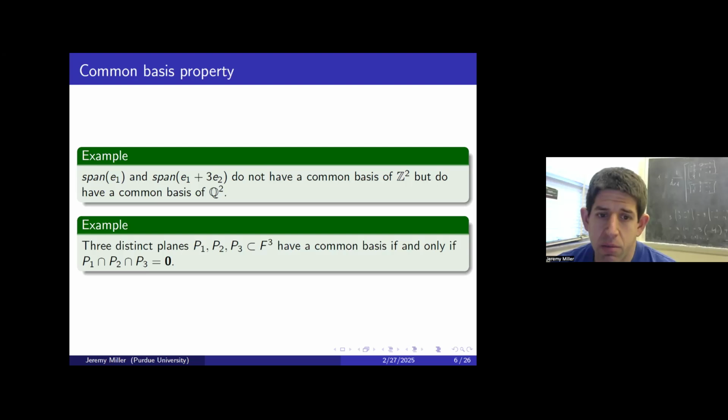Yeah, so the sum of the two summands isn't a summand; it's index 3 in Z squared. On the other hand, if you're working over Q squared, then they would have a common basis property, and if you're working over a field, any two subspaces have the common basis property. But the common basis property is still an interesting property over fields once you have more than two things, once you have more than two subspaces.